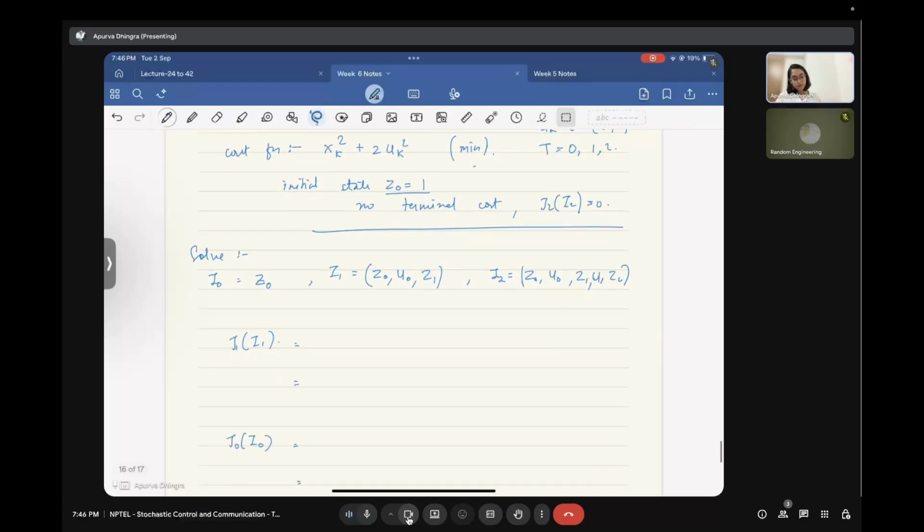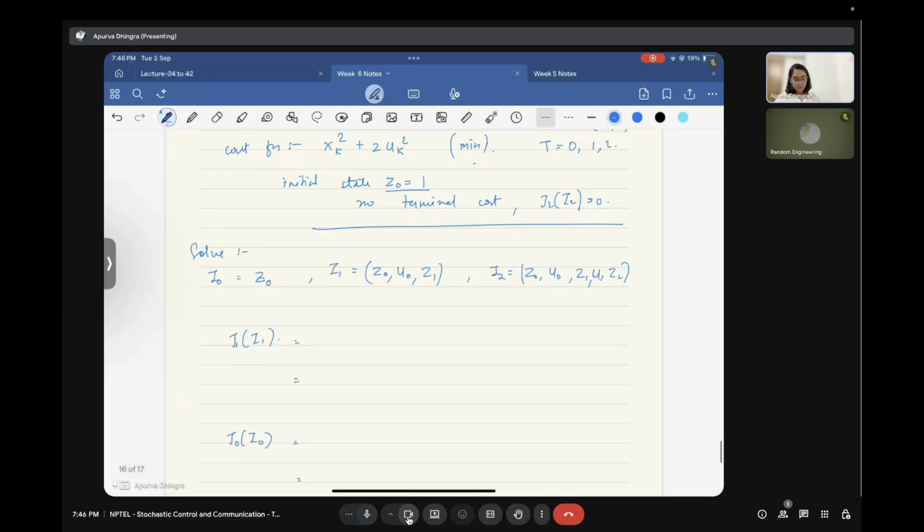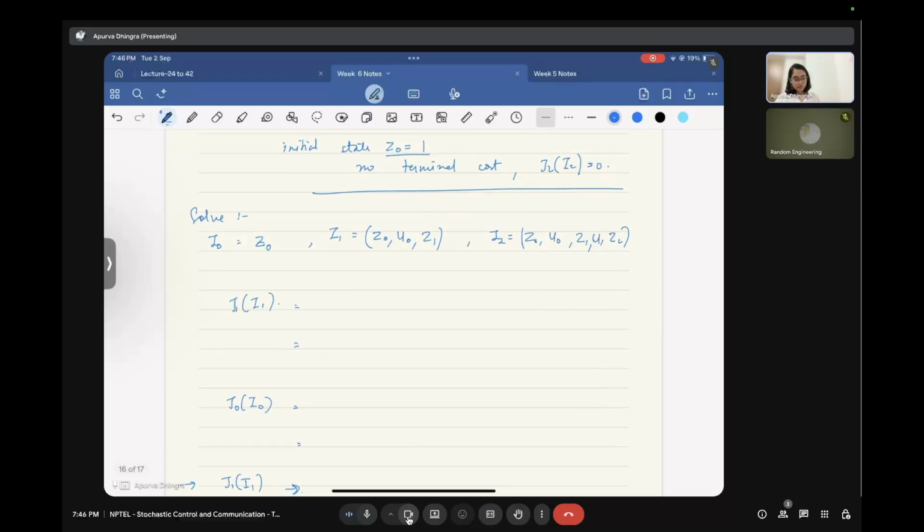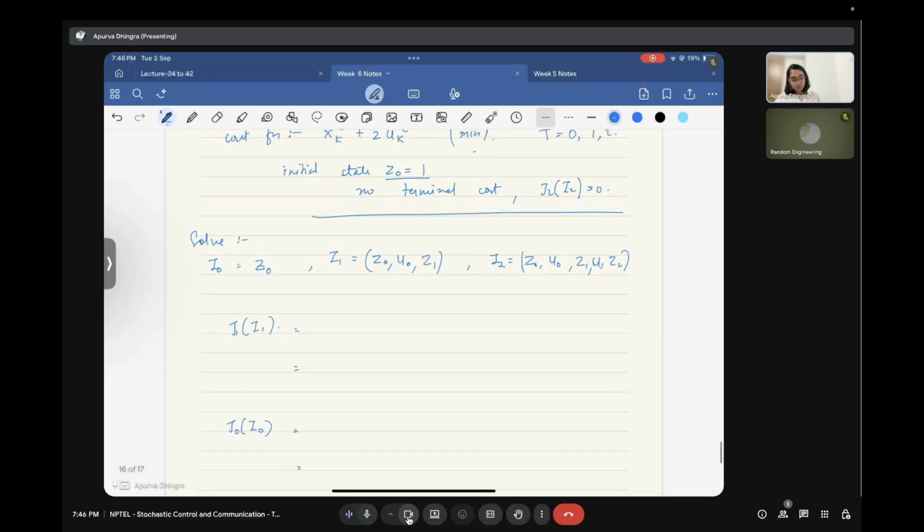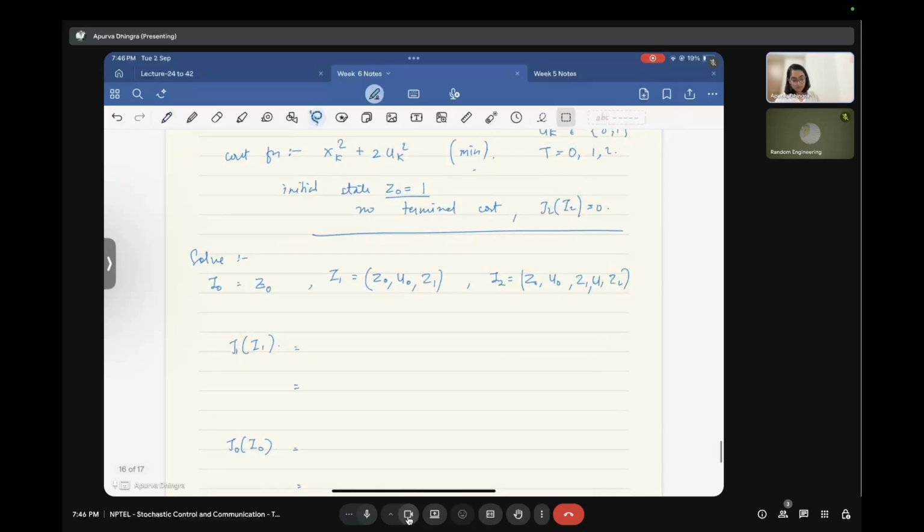Okay. Next part would be to find out, or at least start by writing out these equations. What is J1 of I1 and J0 of I0? So the only thing that we have in control is the u, and this time it is u1. Value of u1 and u0 is 0 or 1, so that part is straightforward. And we're supposed to take expectation.